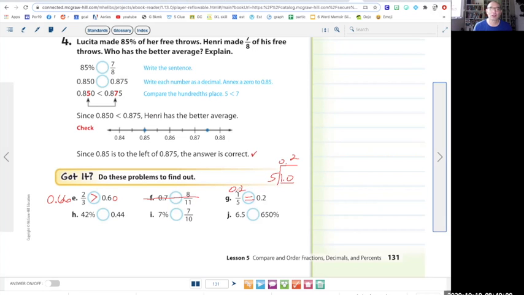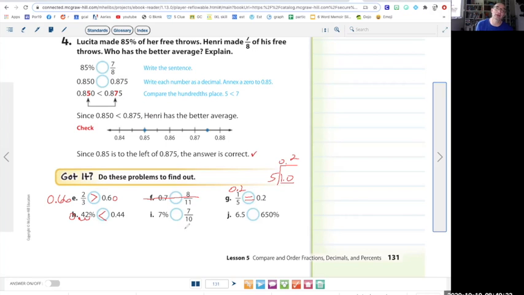All right, so if you did not do H, do H right now. Ready, go. Okay, so this you should remember, if you're turning a percent into a decimal, you just move this over 2 times to the left. So 42% is the same as 0.42, and 0.42 is less than 0.44.